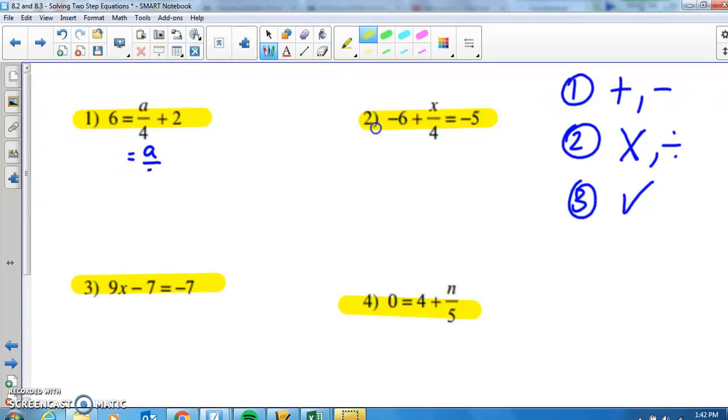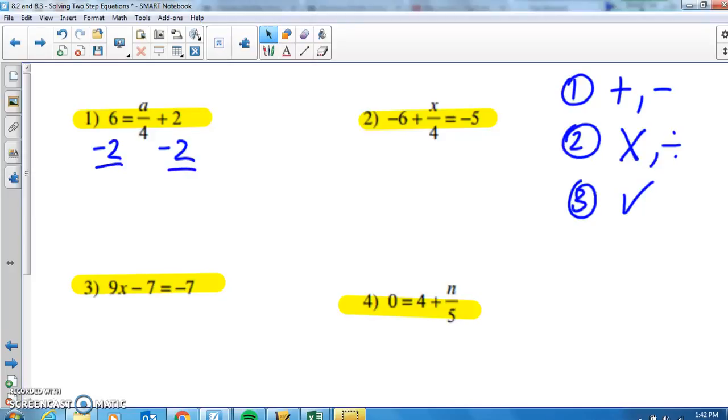So I have, let me erase that. I have a over 4, which is division, plus 2. I do have addition, the inverse of addition is subtraction, so I'm going to subtract 2, which means I balance it out, do the same thing on the other side.